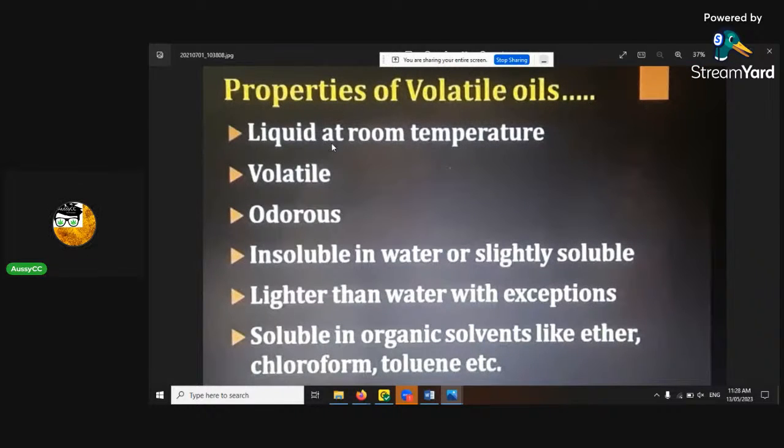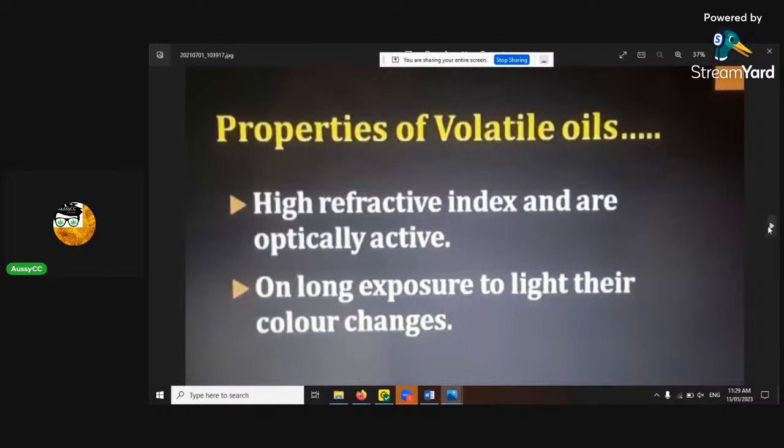Properties of volatile oils. Well, you all know the properties of them. They're all different, volatile at different temperatures. They're all liquid at room temperature. Oh, really? Yeah, that's true, because ocimene and CBG are volatile at 60 Celsius, one of the lowest ones, or 150 Fahrenheit odd. Most of them are insoluble in water. They're lighter than water, with exceptions, and soluble in organic solvents. Yes, so they extract them. Highly refractive, and on long exposure to light they change colours.